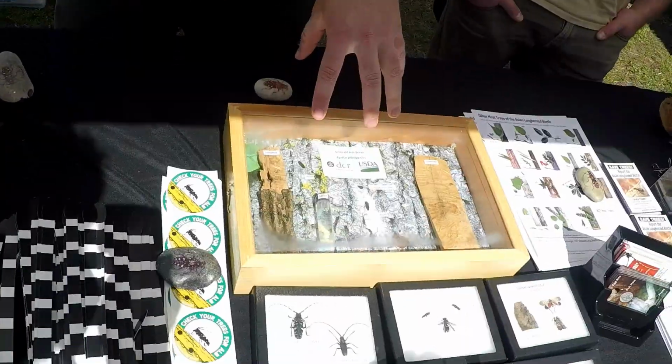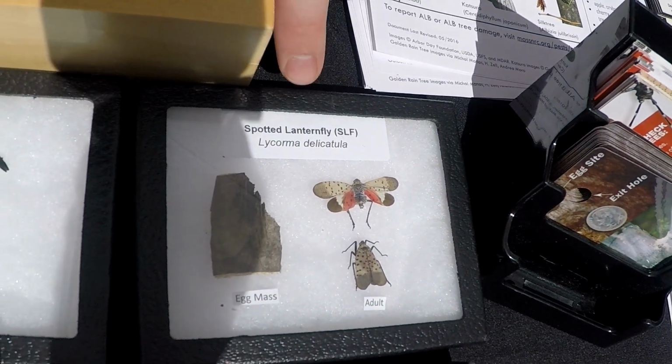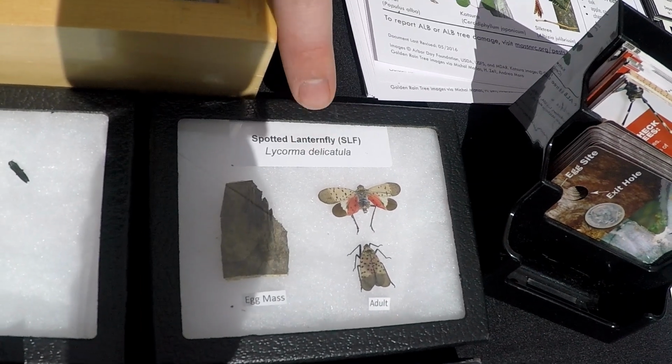This one exclusively only goes after ash trees. And this actually is spotted lanternfly, which is an up-and-coming problem that's really bad in Pennsylvania right now.